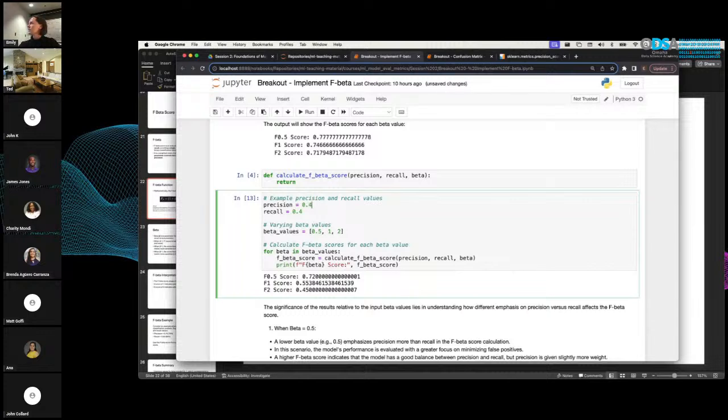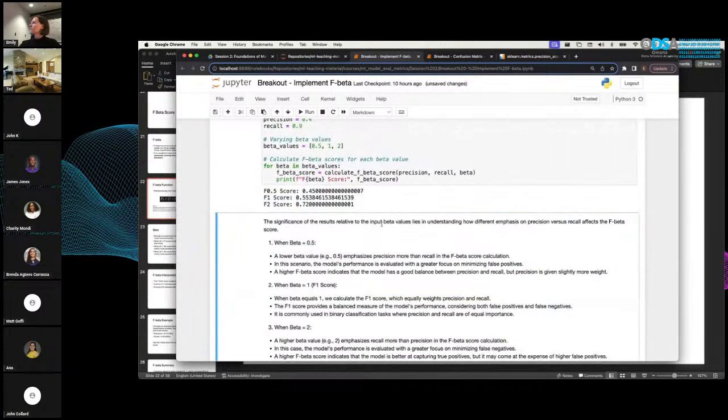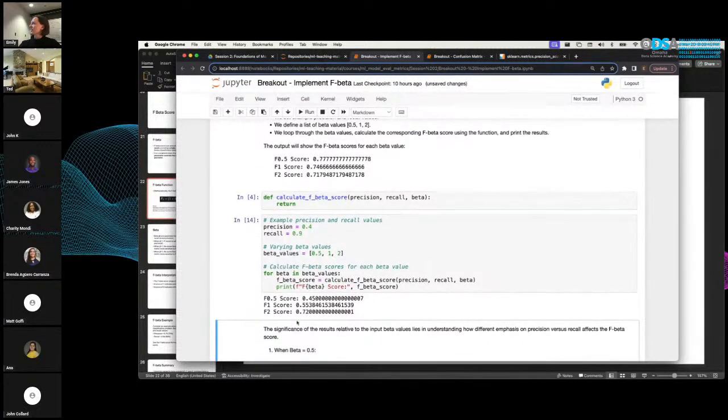Let's swap these and see how these change. Remember, we had 0.72, 0.55, and 0.45. Well, that's interesting. We have 0.72, 0.55, and 0.45. Our F1 score did not change. The F1 score is the harmonic mean between precision and recall. It doesn't matter if precision is better. It doesn't matter if recall is better. If the numbers are exactly the same, it's still that midpoint between them.